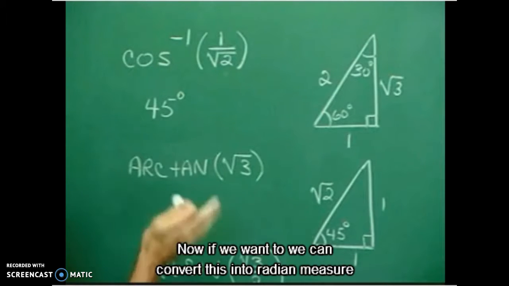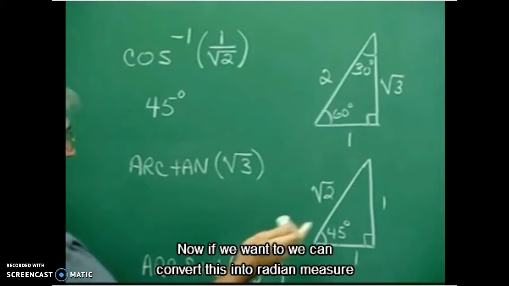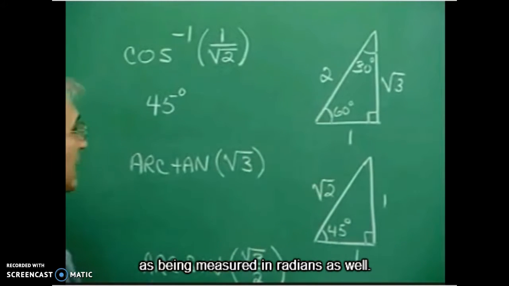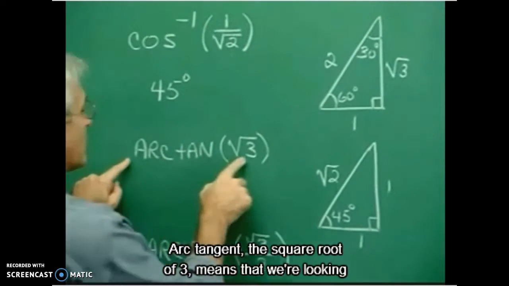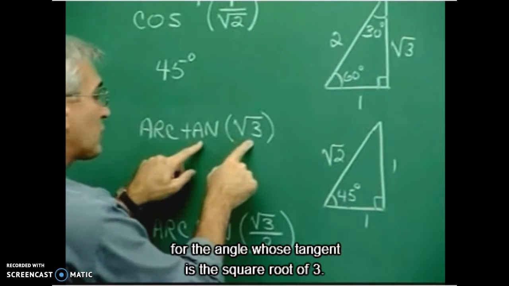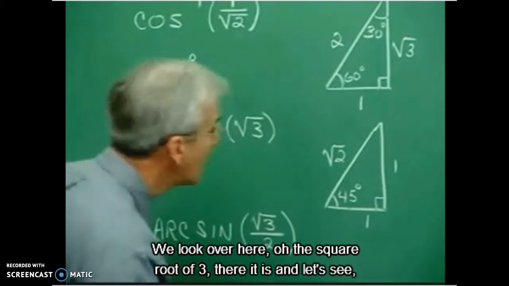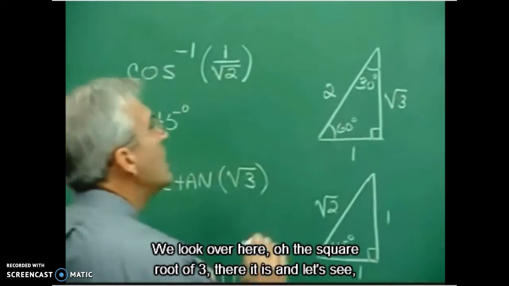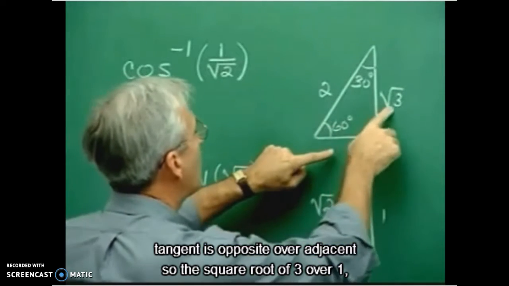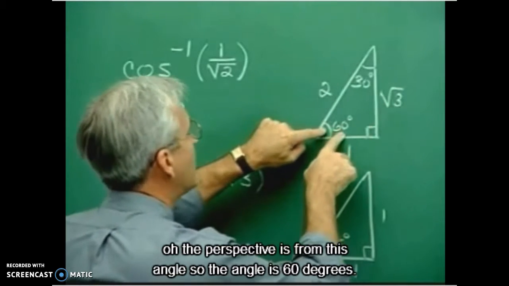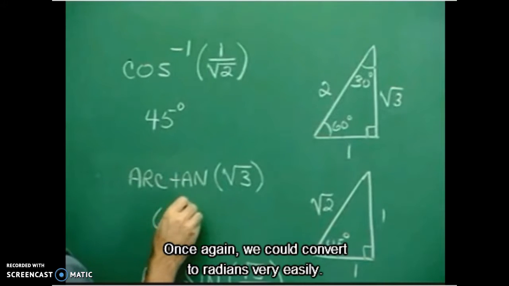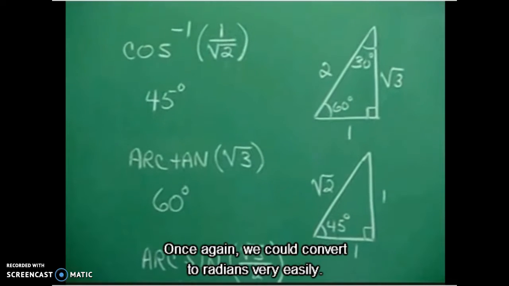Now, if we want to, we can convert this into radian measure, or we could have thought of these triangles as being measured in radians as well. Arctangent of the square root of 3 means that we're looking for the angle whose tangent is the square root of 3. We look over here, and there it is. Tangent is opposite over adjacent, so square root of 3 over 1. The perspective is from this angle, so the angle is 60 degrees. And once again, we could convert to radians very easily.